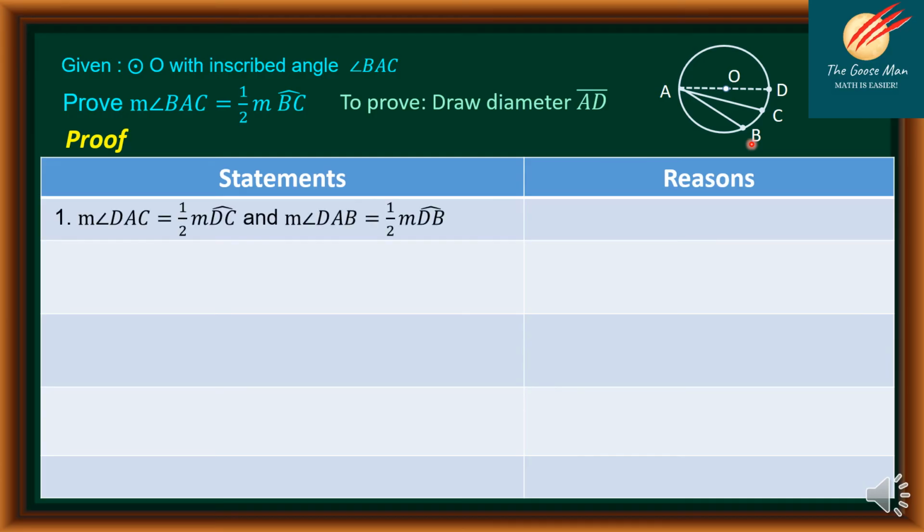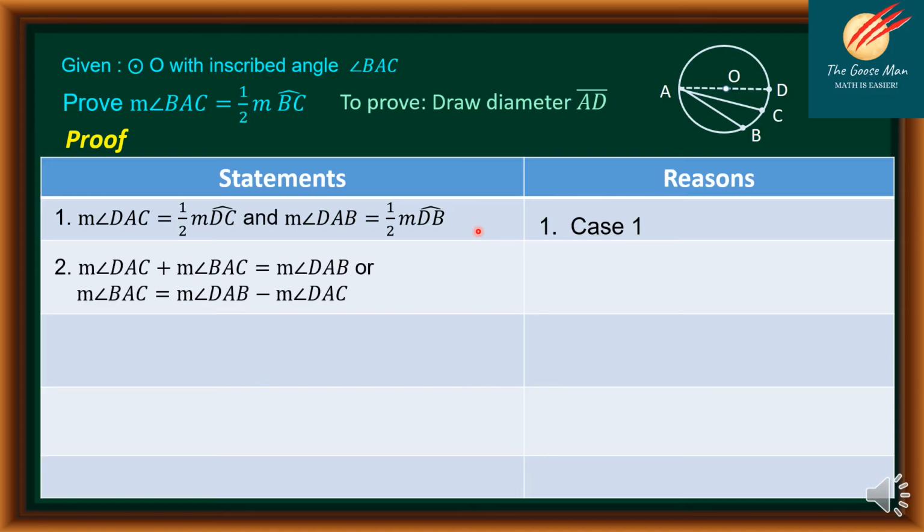For our statement number 1, the measure of angle DAC is equal to 1/2 the measure of arc DC, and the measure of angle DAB is equal to 1/2 the measure of arc DB. We can state our reason as case number 1, or we can say that the measure of an inscribed angle is equal to 1/2 the measure of its intercepted arc. Number 2, the measure of angle DAC plus the measure of angle BAC is equal to the measure of angle DAB, or the measure of angle BAC is equal to the measure of angle DAB minus the measure of angle DAC. Our reason is the angle addition postulate.